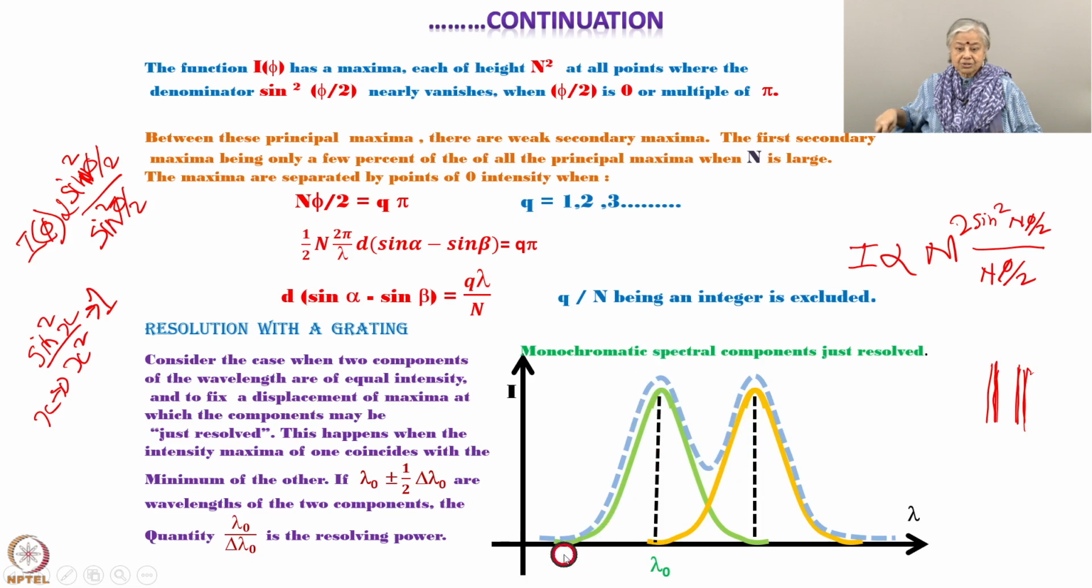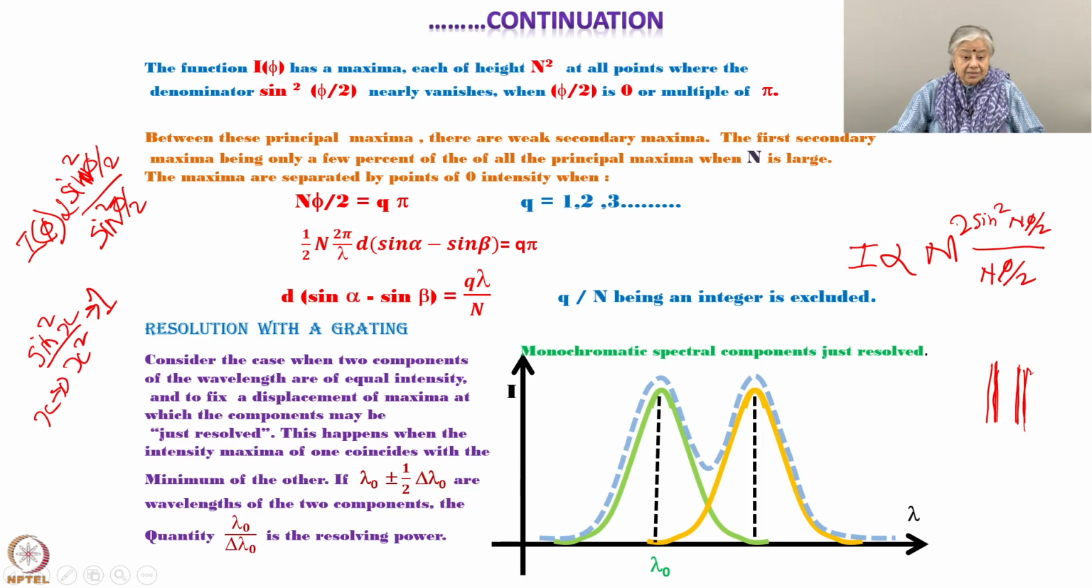When that happens, then you can see more or less two lines. So, by the dashed line I have just shown, if you observe two spectral lines like this, then you can say that they are resolved. Okay? That is the whole idea. So, here I say consider the case when two components of the wavelengths are of equal intensity, and to fix a displacement of maxima at which the components may be just resolved. Okay. If these two lines go even further apart, well and good, it is very well resolved, but always that may not be the case. So, when do I say it is just resolved?